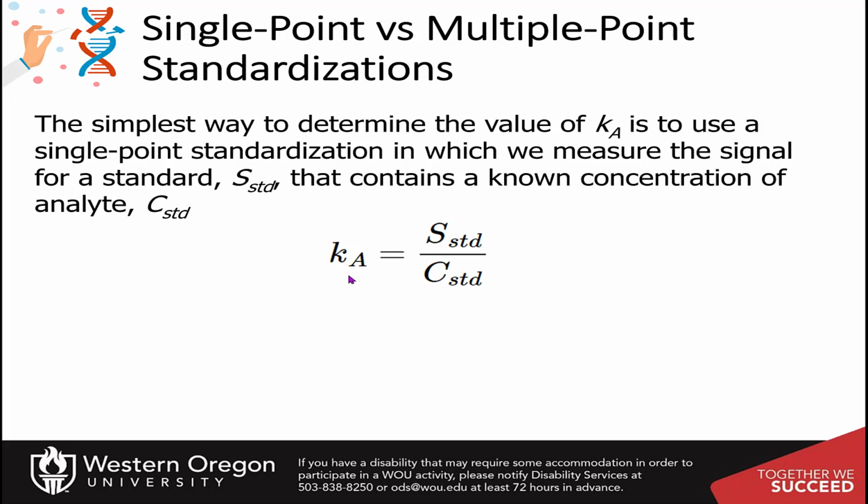So in this situation, we're going to have a concentration of the standard that we make up, and then we're going to run it in our spectrophotometer or whatever instrument that we're using to get the signal, and then we'll record that signal. And so if you take that signal and divide it by our known concentration, we can calculate that value for K. And then once we've done that, then we can analyze unknown samples in their sample matrix to try to calculate the concentration in those unknown samples.